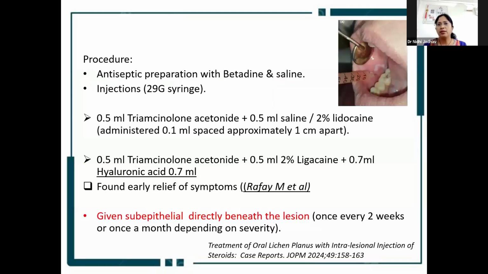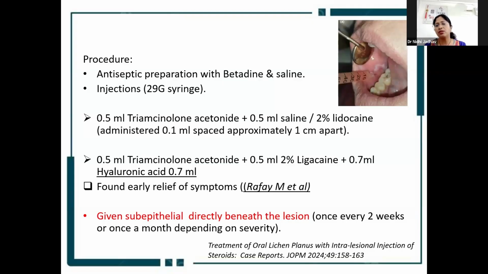Now, the procedure is to use antiseptic. You have to disinfect the area with betadine saline, and then you have to use an insulin syringe, like how we use for diabetic patients for giving insulin, a 29 gauge syringe. Now, either of two combinations can be used. You can use 0.5 ml of triamcinolone acetonide mixed with saline or lidocaine 2%, or you can use a combination of triamcinolone acetonide, lignocaine with hyaluronic acid. As I told in the previous slides, its effects are good over the connective tissue. So any of these combinations can be used.